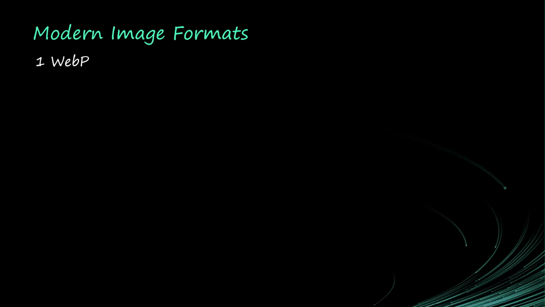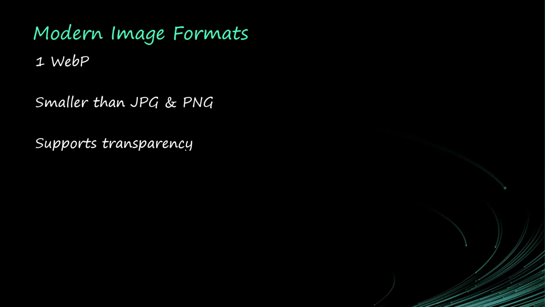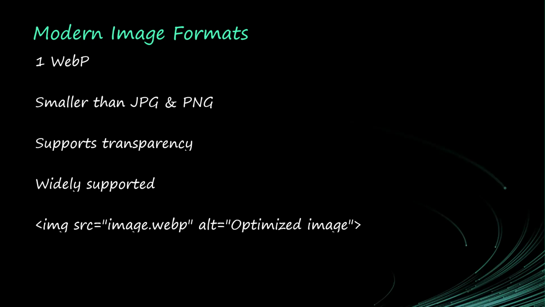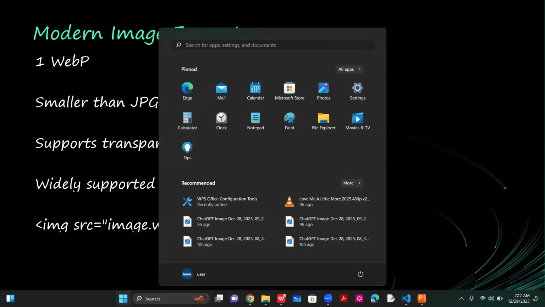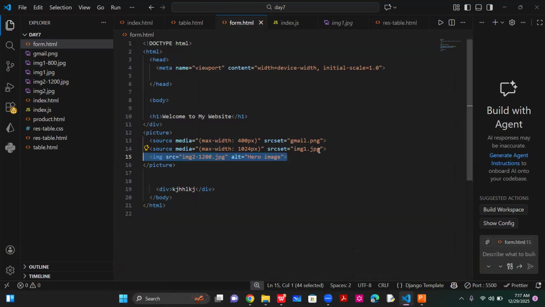So modern image formats, make sure that you're using WebP. Your designer should be giving you WebP. They are smaller than JPG and PNG, and it will help to reduce your load time. They are smaller in sizes, so it will take less time for the browser to load it. It supports transparency. It is widely supported by browsers. So try to use WebP. If you look at what I'm using here, I'm using PNG and JPG. But tell your designer to give you WebP as the image format.